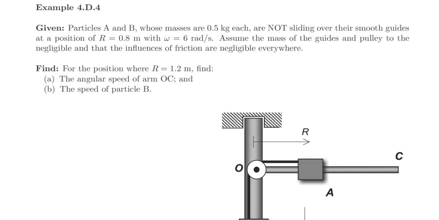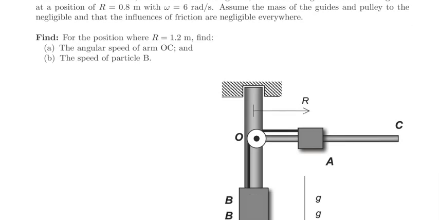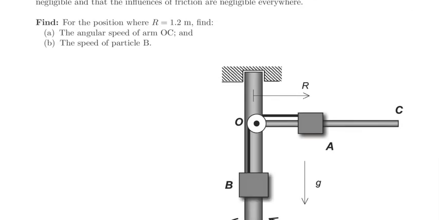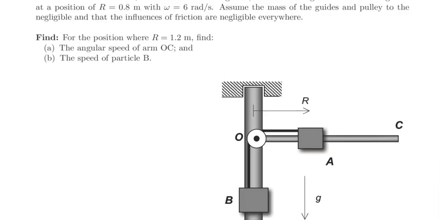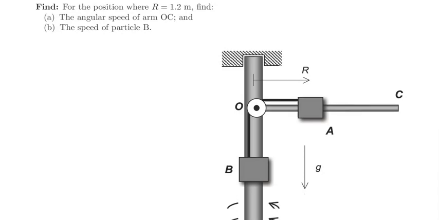Okay, so this is another fun little example. What we have here are particles A and B, which each have equal mass, which are initially not sliding over their smooth guides. And the T-shaped member here is spinning with a rate of omega. And we're told that the mass of the guides and the pulleys are negligible, and that the influence of friction is likewise negligible. And basically what we want to find, given this scenario, is the angular speed of the arm as well as the speed of particle B at a later instant if the distance r increases.